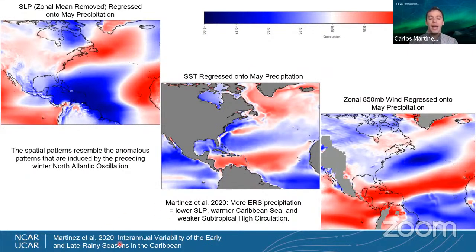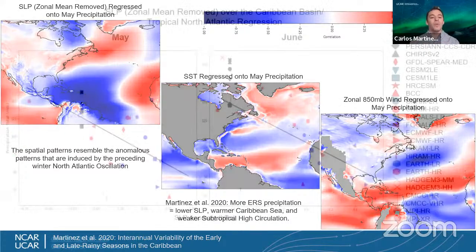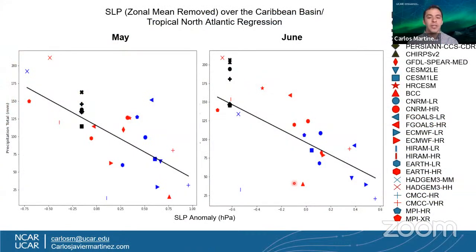And this resembles my earlier paper on the interannual variability of the early and late rainy seasons, where these anomalous patterns resemble the winter-induced North Atlantic Oscillation, where under a wet phase, a negative NAO induces these anomalous signals. So there's something here at play that the models are going to have intermodel differences with.